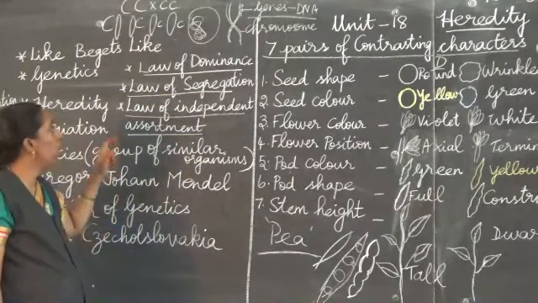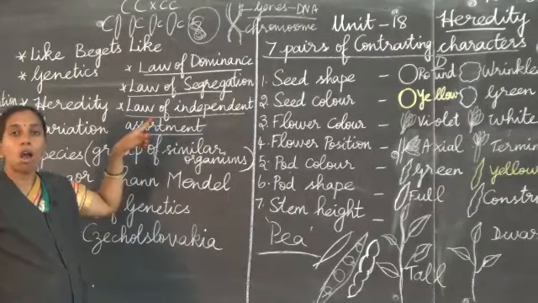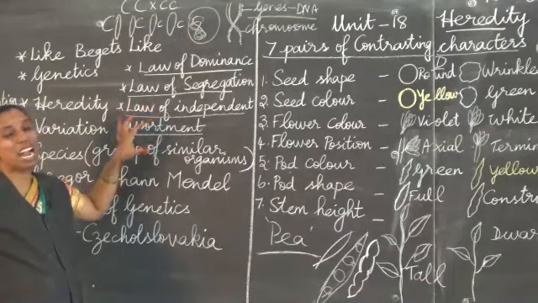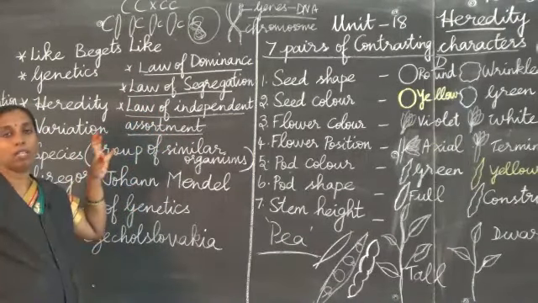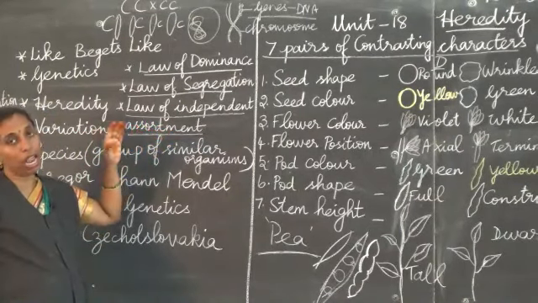And the third one is law of independent assortment. Law of independent assortment means randomness. So randomness, they can separate, or they can assort independently as they wish.